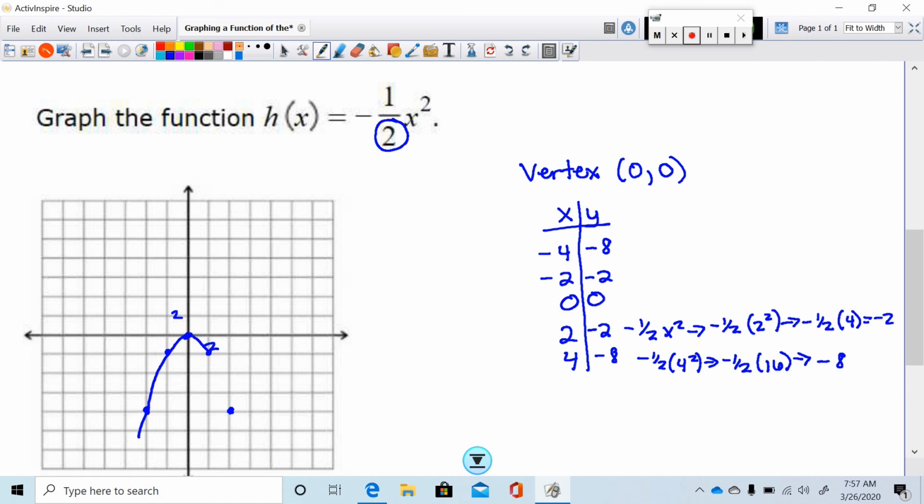It's important that you connect it with a U, a curve, and not a V, because if you make that vertex a V, then it's actually an absolute value equation. It's not a parabola. So when you're drawing that, do the best of your ability to make it in the shape of a U.